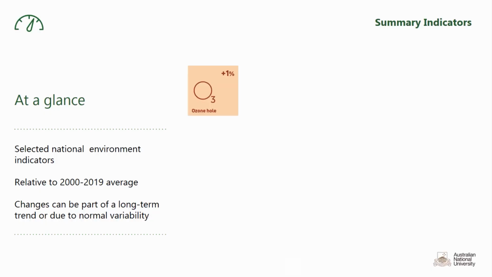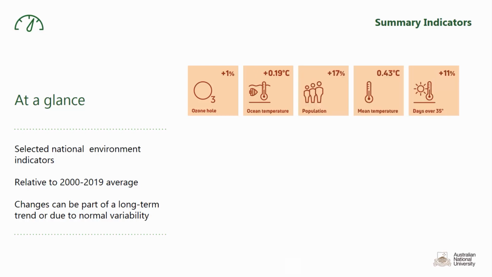The ozone hole was 1% greater than the 20-year average. There still appears to be the trend towards a smaller ozone hole, however. When we look at ocean temperature, it increased, the population increased, mean temperatures increased, and the days over 35 degrees, the number of hot days, also increased in 2020. These indicators are all part of increasing long-term trends.